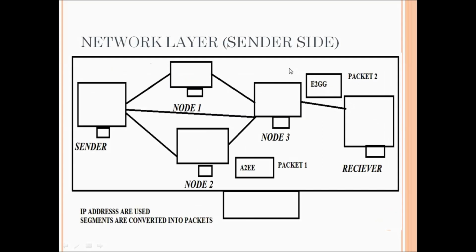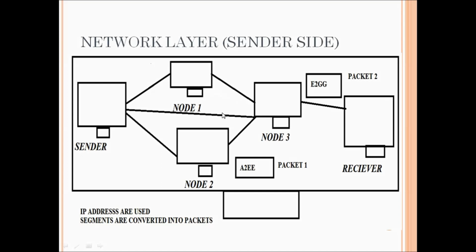Next you can see the network layer. In the network layer, you can see that there are a lot of paths here. For example, sender to node 1, node 1 to node 3, node 3 to receiver. Or sender to node 2, node 2 to node 3, node 3 to receiver. So the network layer has to choose one path among all the other paths. There are a lot of paths, but you have to choose only one path. The network layer is responsible for selecting that one path, routing.